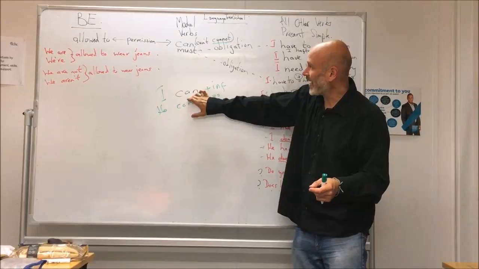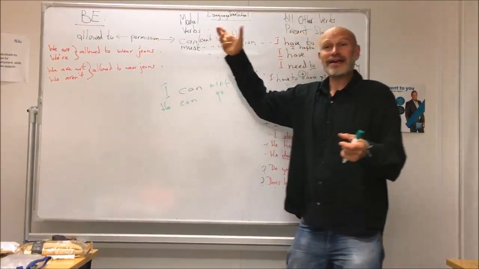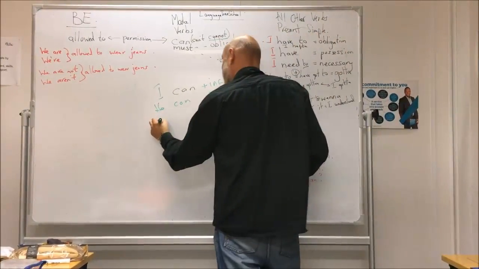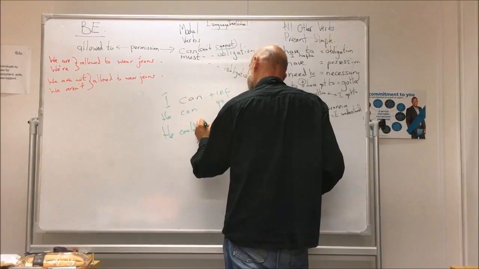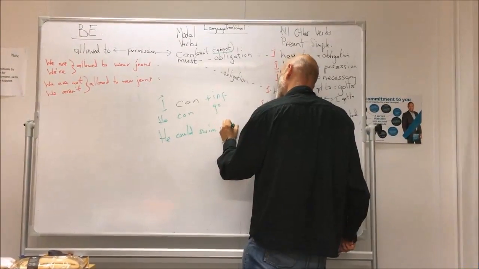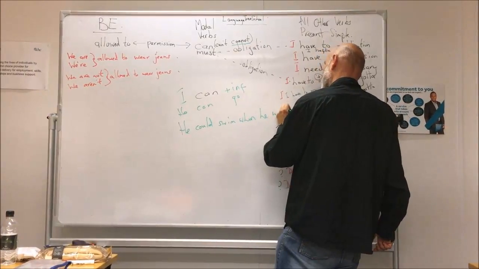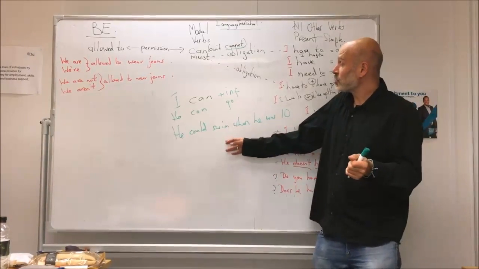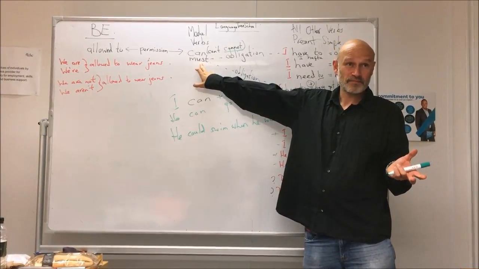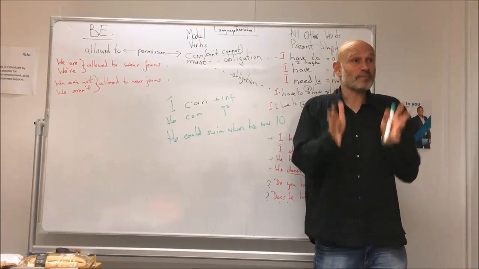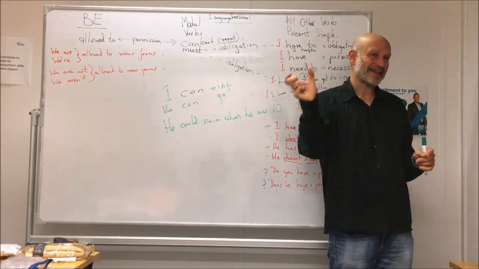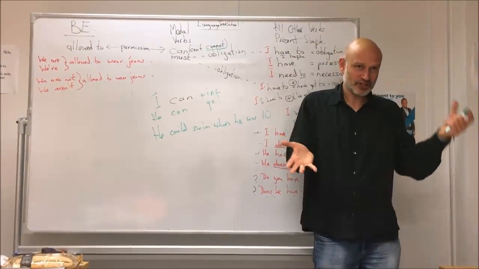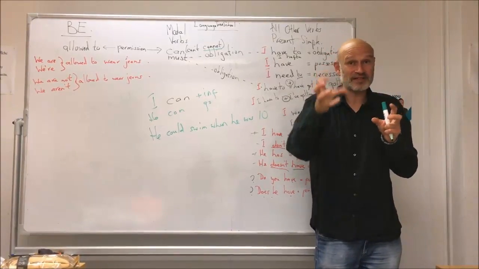The other thing we learnt about can, apart from that it's to do with permission, is that this was one of the modal verbs that can go into the past. So he could swim when he was 10, for example. So can be used in the past tense. Of course, there are some modals which can't be. So must is just must. If you want to put must into the past, you'd have to use had to. Yeah? That's how it would work. I must go out, I had to go out. Okay, you can't put must into the past.